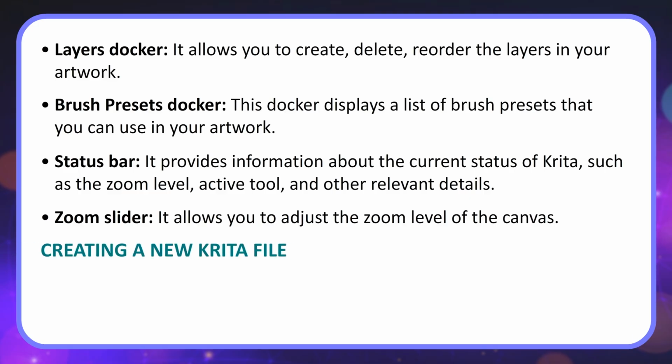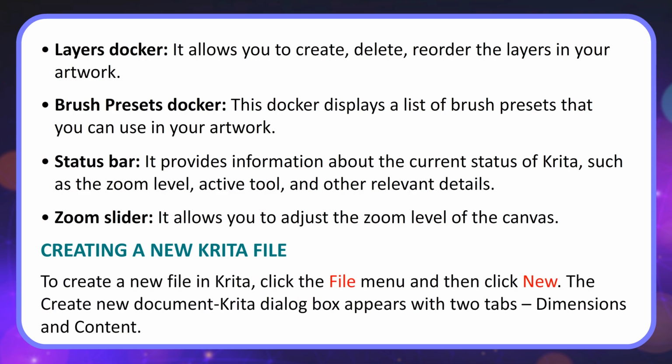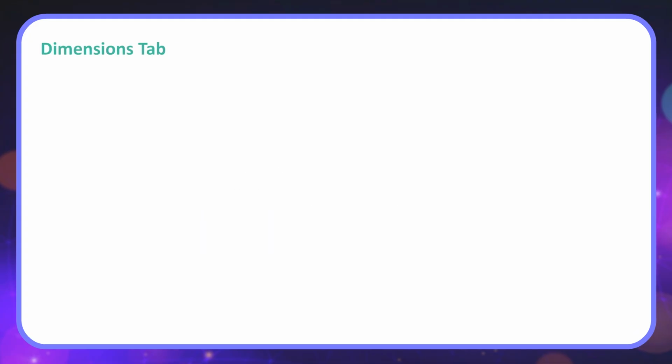Creating a new Krita file. To create a new file in Krita, click the File menu and then click New. The Create New Document dialog box appears with two tabs, Dimensions and Content.